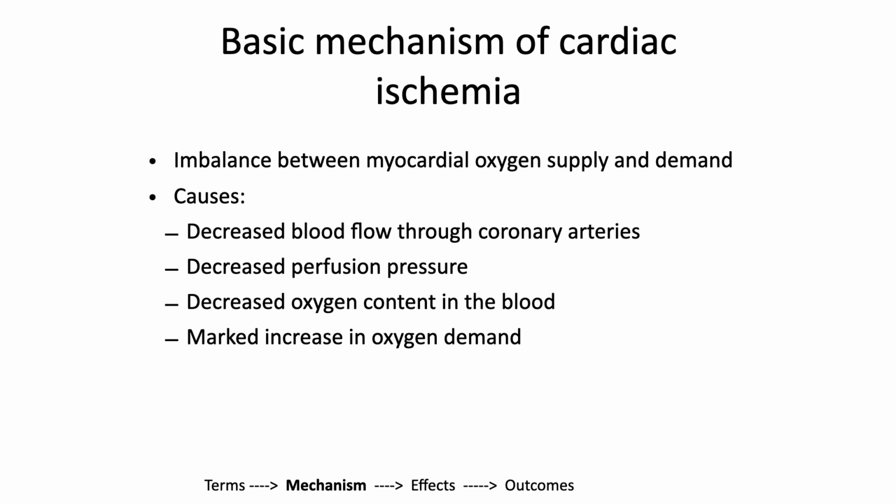So basic mechanism of cardiac ischemia, as we just talked about, there's going to be an imbalance between myocardial oxygen supply and the demand. And this could be because you have decreased blood flow through the coronary arteries. If for some reason, for example, the heart needs more blood flow and the coronary arteries are vasoconstricted, that's going to decrease blood flow. If there's decreased perfusion pressure, for example, if you have hypotension and you're not able to perfuse at a normal level, decreased oxygen content, as I said, anemia, if the person has plenty of blood flowing through the coronary arteries but not enough red blood cells to carry the oxygen, they're going to become hypoxic ischemic.